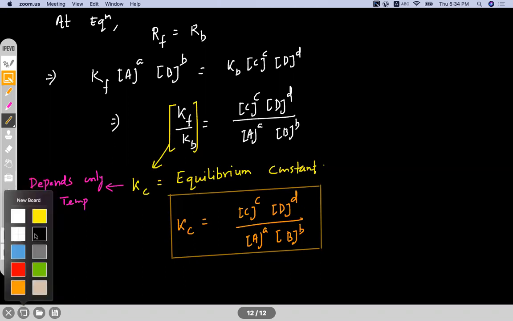Just one equation we have. The equation is this. The free energy change, we can relate like this. Delta G is equals to delta G naught plus 2.303 RT log Q. This Q becomes Kc at equilibrium and delta G becomes zero.